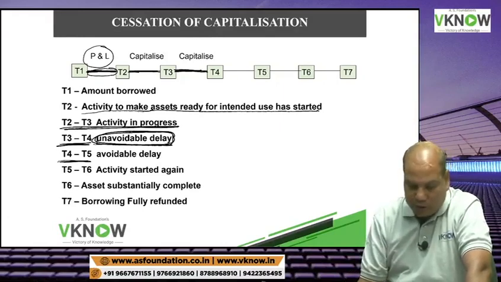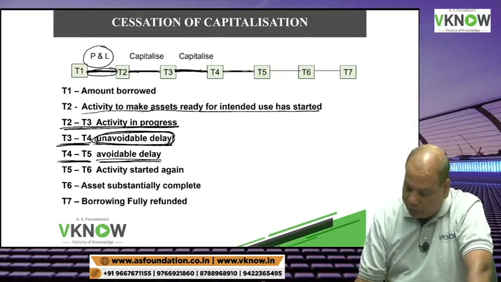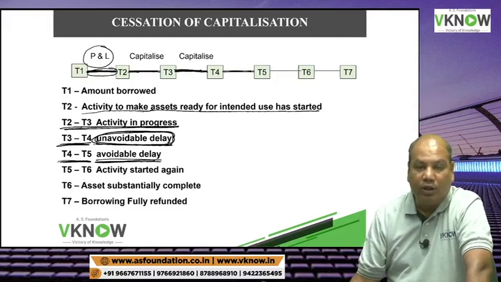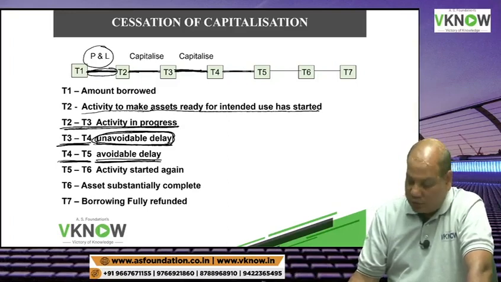What happened between T4 and T5? Between T4 and T5, there was avoidable delay. If the work is suspended due to avoidable reason during extended period, the standard says P&L account. Very good.